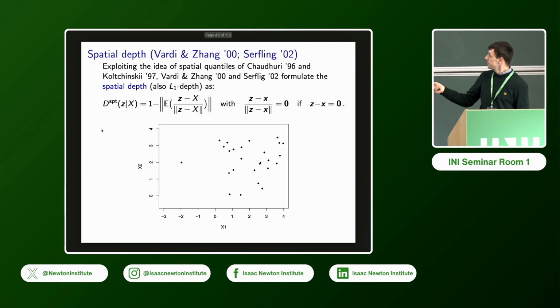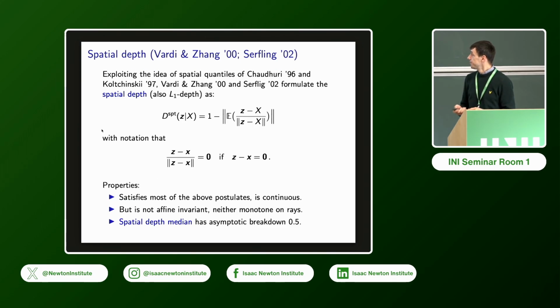If we take another point and want to compute the depth of this point, we do the same thing, right? But all the signs will be looking in the same direction. So if we take the average of these signs now, the average will be a vector of relatively long length, and 1 minus the length of this vector will be a small value, which will say that the depth of the point is small, which it is supposed to be because the point is far from the data. This depth doesn't satisfy all postulates: it is continuous, but it's not affine invariant, it's not monotone on rays.